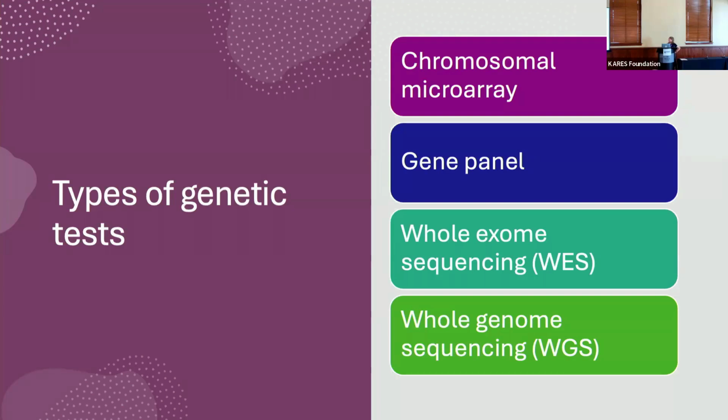So talking about different types of genetic tests, some of you may have heard of some of these, but not all of them, but I'll run through them real quickly. So first is the chromosomal microarray, then we have gene panels, then we have whole exome sequencing and whole genome sequencing. So we'll talk a little bit about these different types.